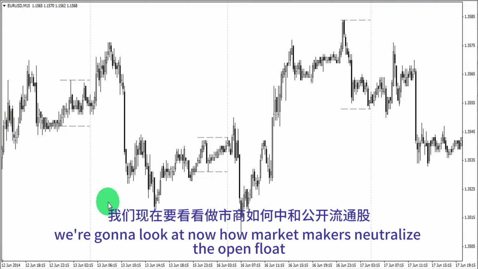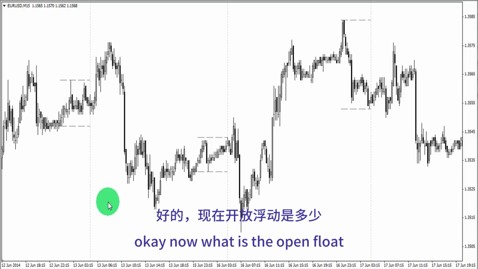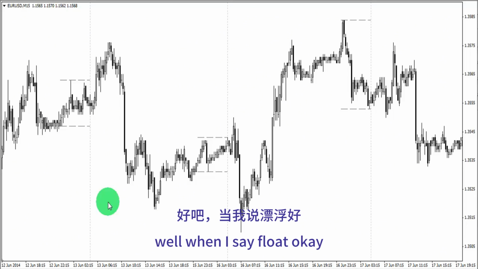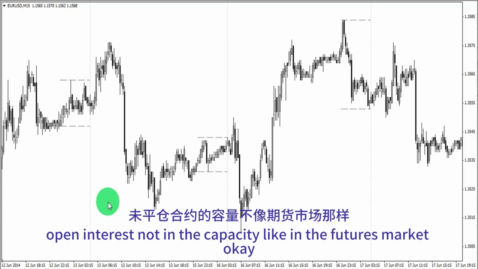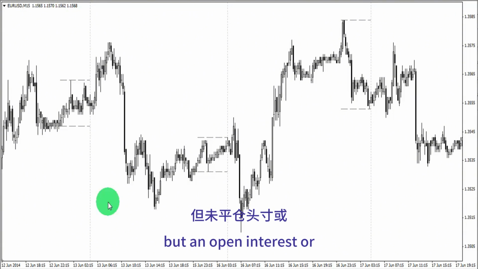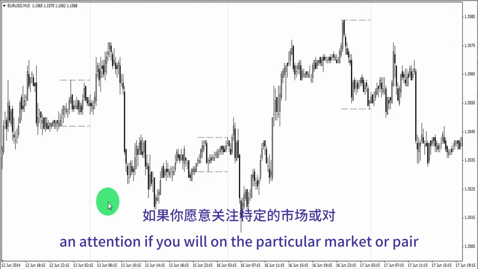Okay, we're going to look at now how market makers neutralize the open float. Now, what is the open float? Well, when I say float, think of it as open interest. Not in the capacity like in the futures market, but an open interest or an attention, if you will, on the particular market or pair.